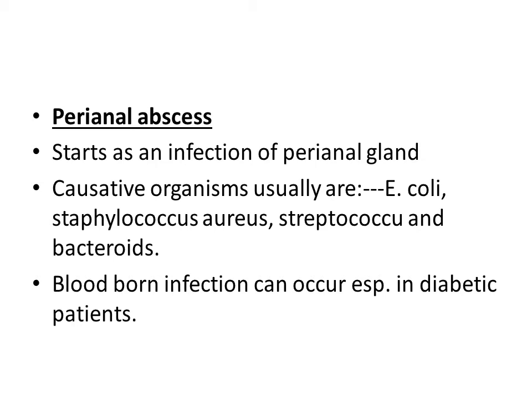Perianal abscess. The perianal abscess starts as an infection of perianal glands. The causative organisms usually are E. coli, Staphylococcus aureus, Streptococcus, bacteroides, and some other types of bacteria. Blood-borne infection can occur, especially in diabetic patients.